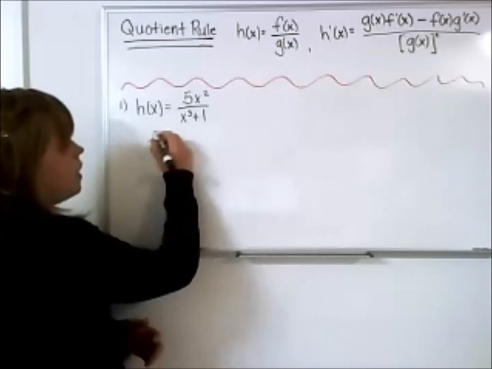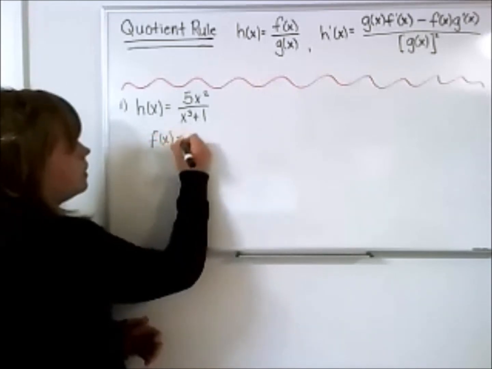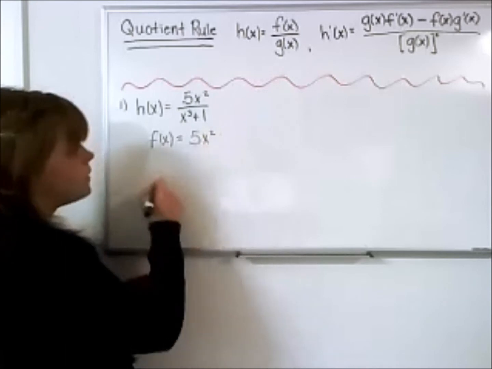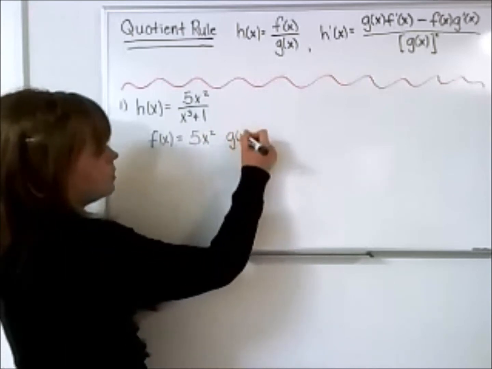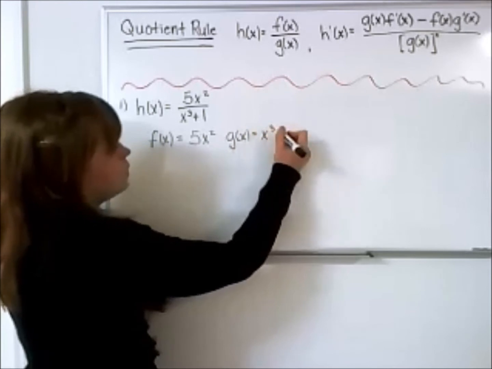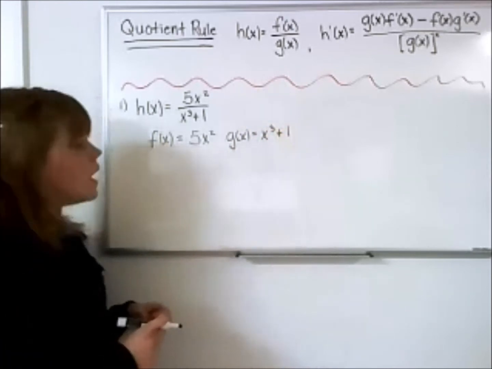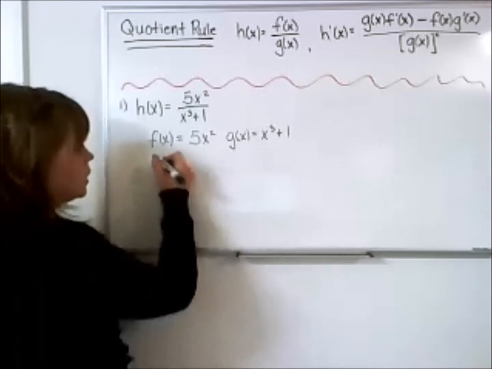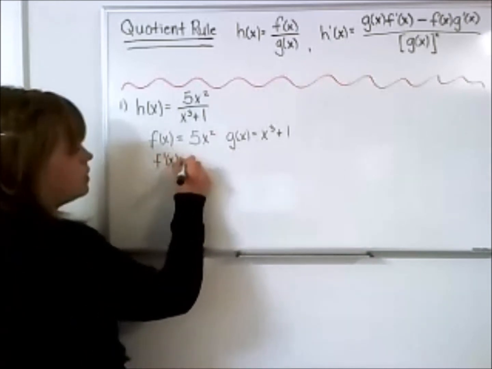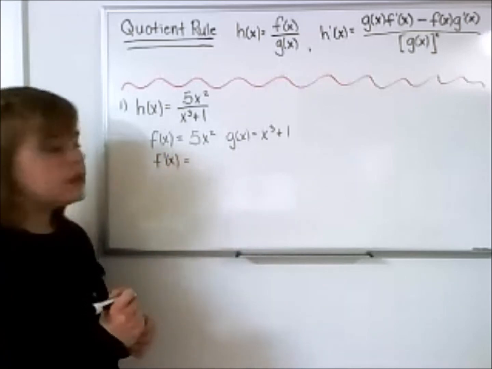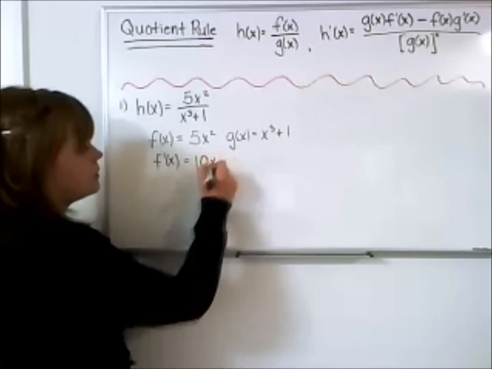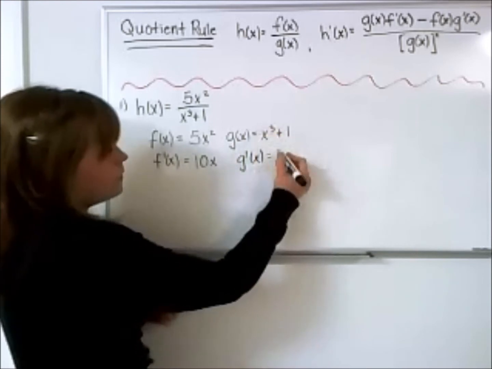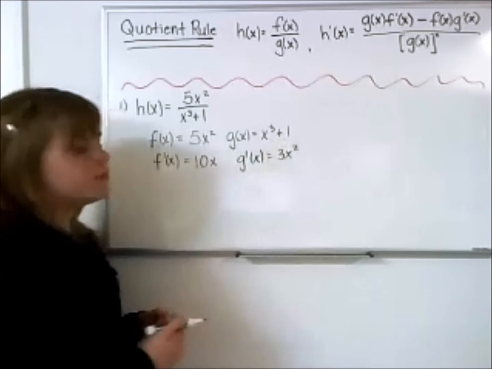So in this case, our f of x is going to be our top function. So f of x equals 5x squared. g of x is the bottom, so that'll be x cubed plus 1. Again, I like to just keep writing here, making a list of all my functions and their derivatives. So let's find f prime of x while we're here. f prime of x using the power rule will be 10x. And g prime of x, in this case, bring the 3 down in front and drop the power, 3x squared, and the derivative of 1 is 0.